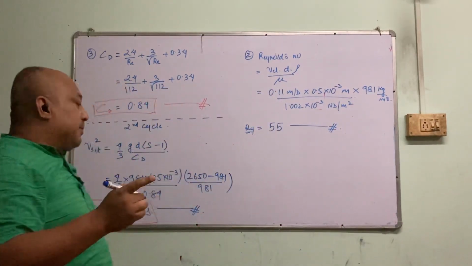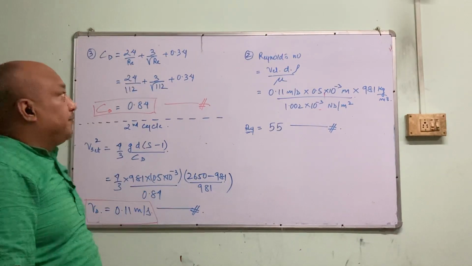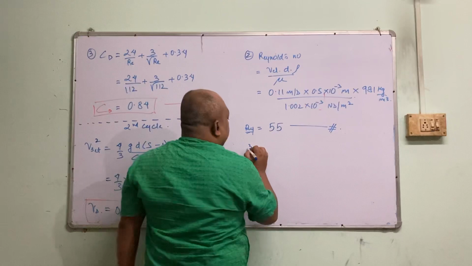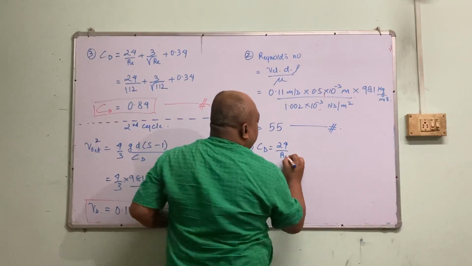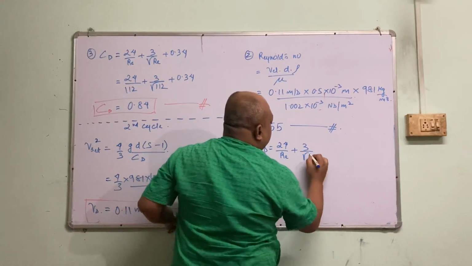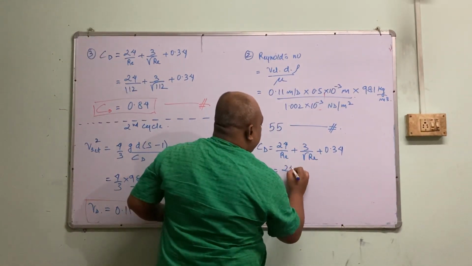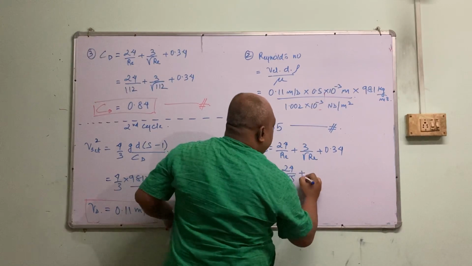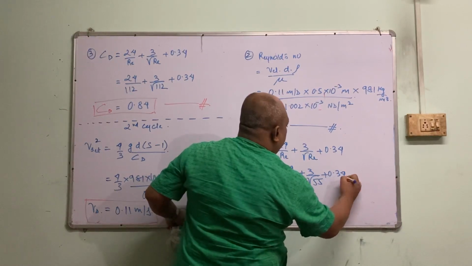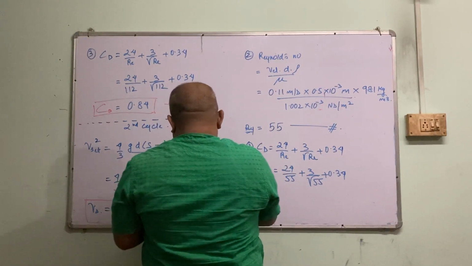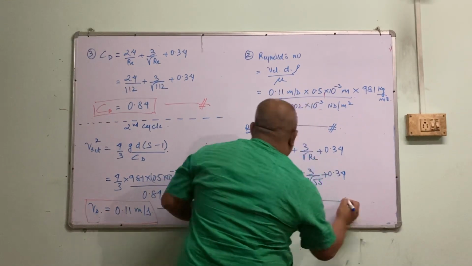See, the first Reynolds number we got as 112. Now Reynolds number is reduced to 55. So based on the Reynolds number, again we have to find CD value. CD is equal to 24 by RE plus 3 by root over RE plus 0.34, which is equal to 24 by 55 plus 3 by root over 55 plus 0.34, and you will get the value of 1.13. That is the CD value.